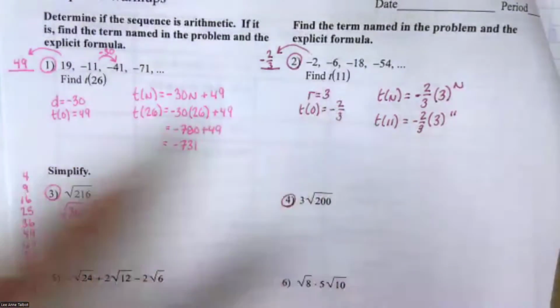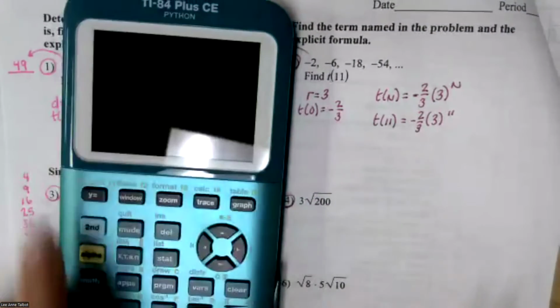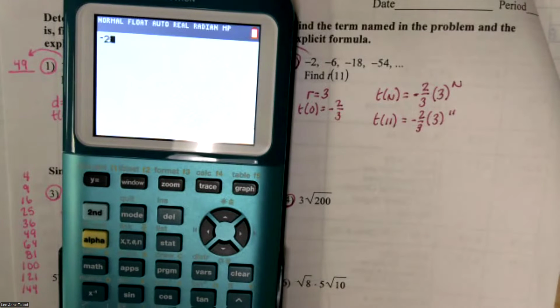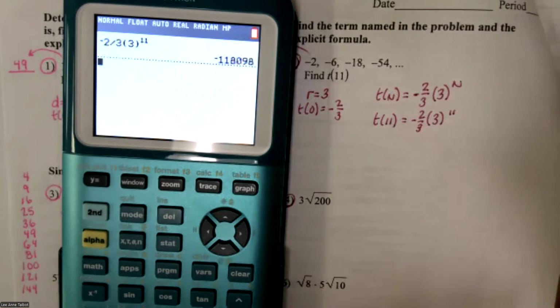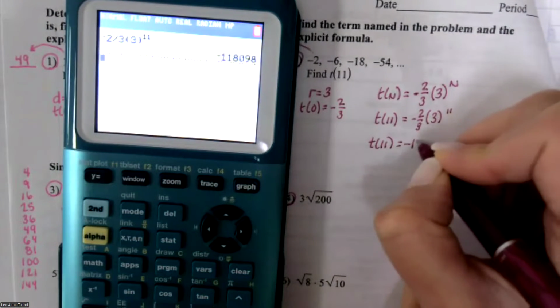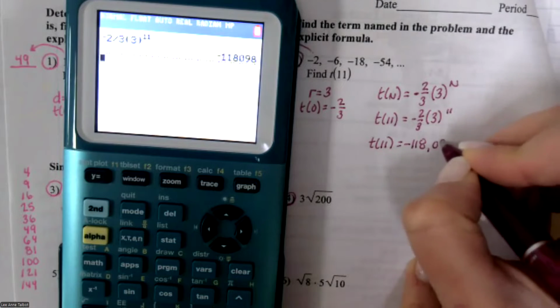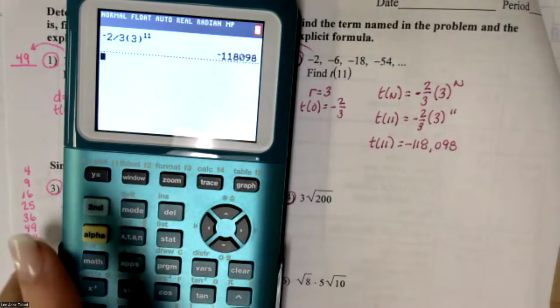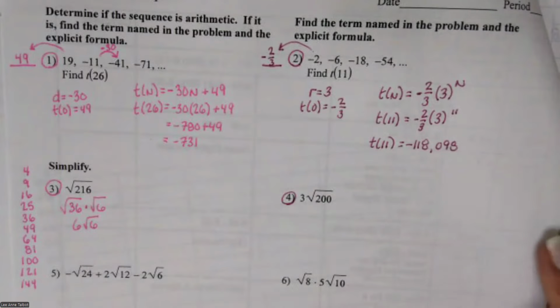So we plug in 11. Oh, my calculator is about to die. It's been telling me that all morning. And I'm assuming this is going to be a big number. Yeah. -118,098.